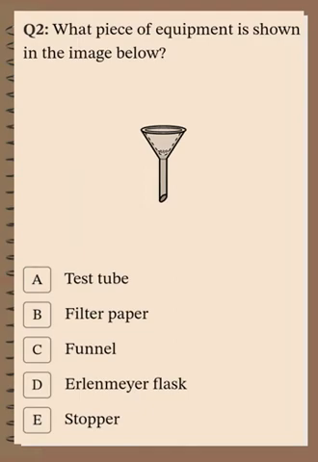Question number 2, which piece of equipment is shown in the image below? We have a funnel shape. The options are test tube, filter paper, funnel, conical flask, and stopper. We have here the funnel.